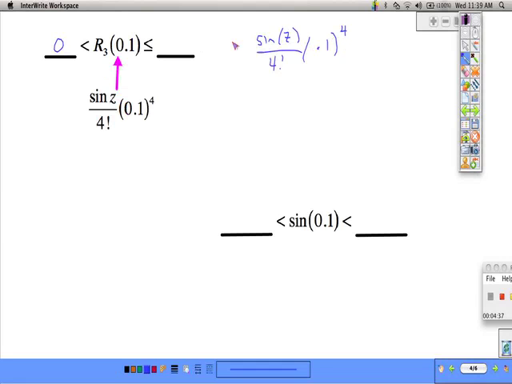Well, the worst case scenario would be at the maximum of sine z on the interval 0 to 0.1, and we can actually do one better, saying that sine of z, the worst that can be, is a 1. So our remainder needs to be less than or equal to 0.0001 over 4 factorial. We're getting that by doing 0.1 to the fourth over 4 factorial.